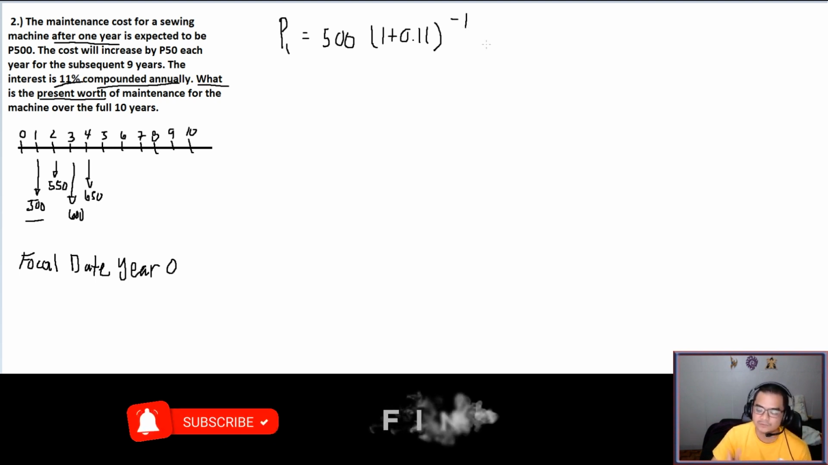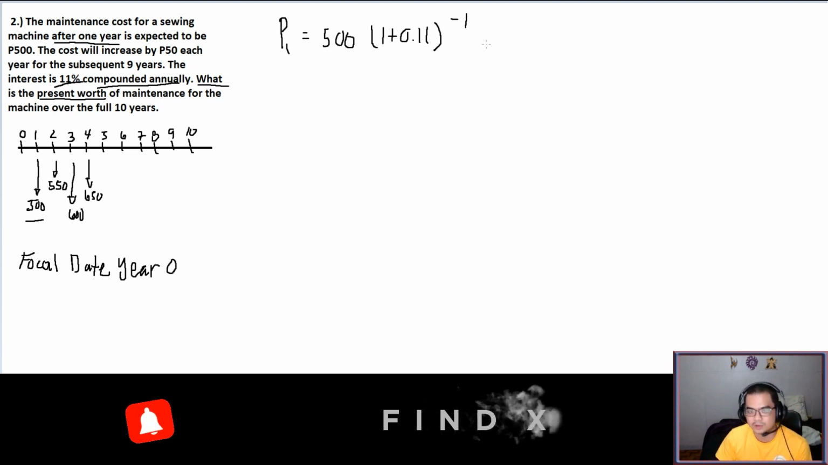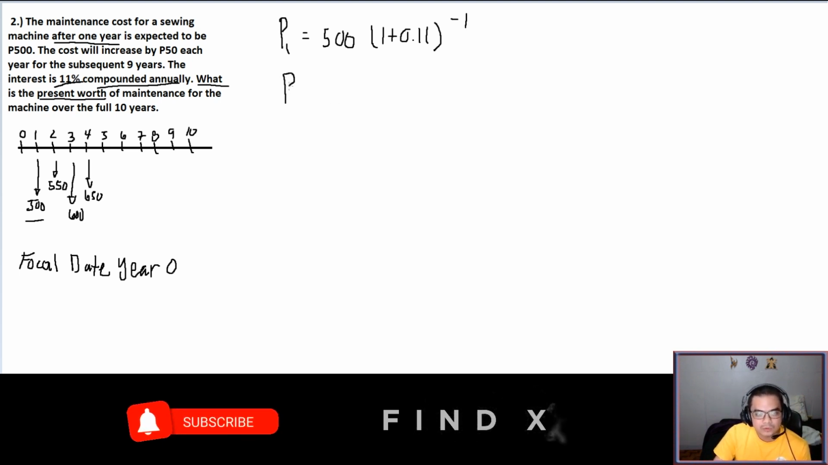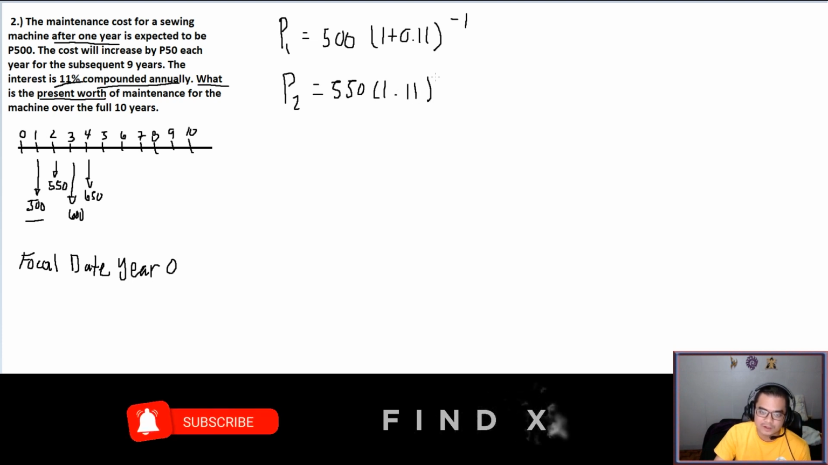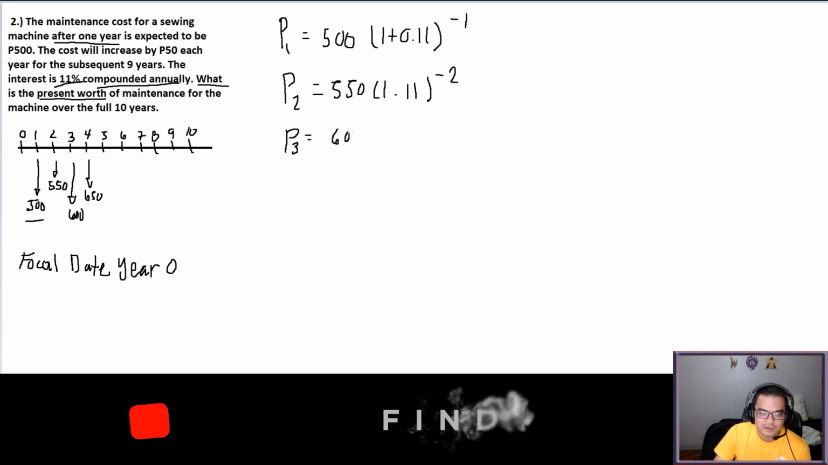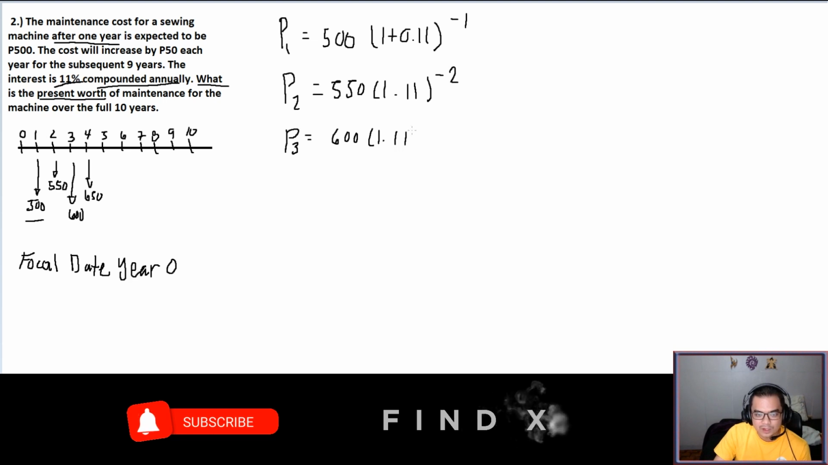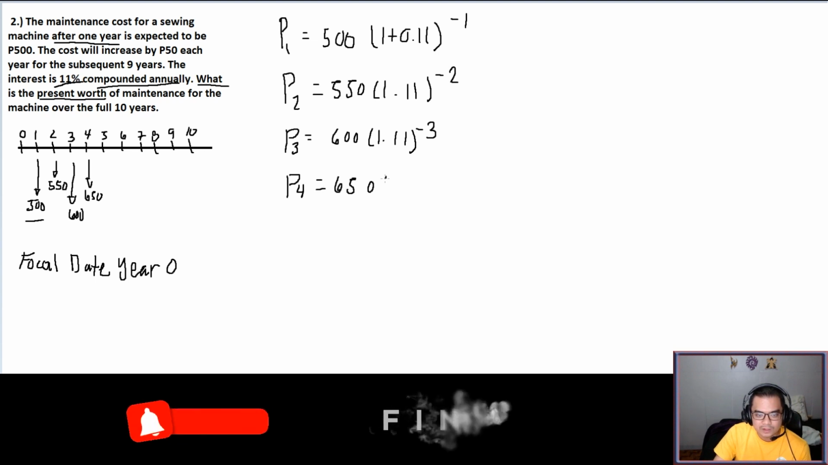Again, that must be negative because we are going to the present, or going to the left. Now, for P2, P2 is equal to 550 times 1.11 raised to negative 2, since 1 plus 0.11 is just 1.11. Then P3 is equal to 600 times 1.11 raised to negative 3. And then P4 is equal to 650 times 1.11 raised to negative 4.